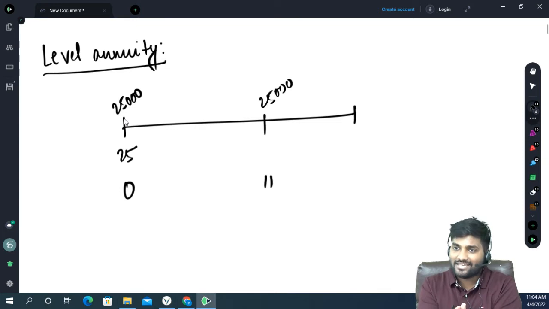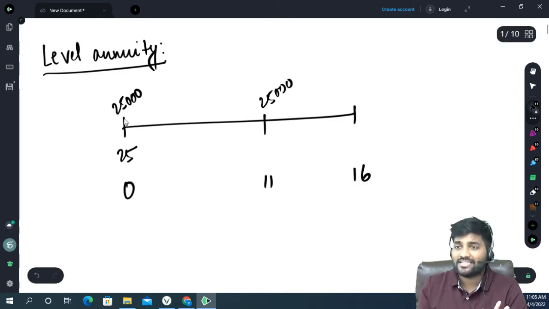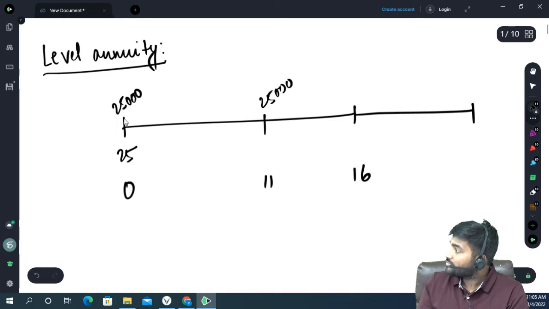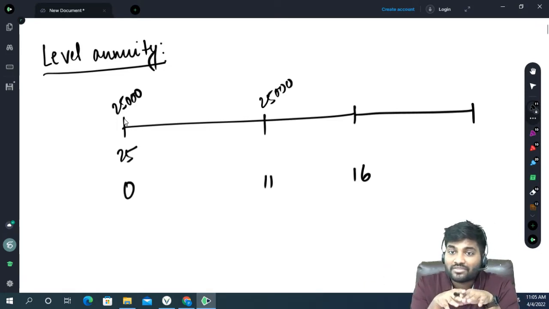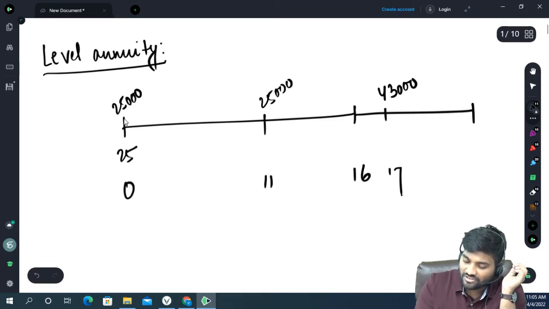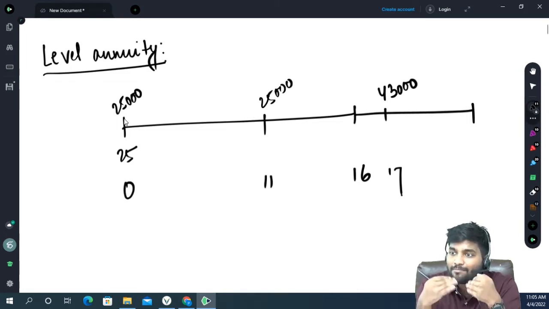Then the company says there is a cooling off period of 5 years. In those 5 years, I will not pay the company and the company is also not going to pay me. So, till time 16, again there will be no payments. And from the 17th year onwards, the company is going to pay me 43,000 for the next 30 years. This is the policy. So, all the payments in which there is a feel of regular payments is annuity. Annuity is nothing but a regular series of payment.